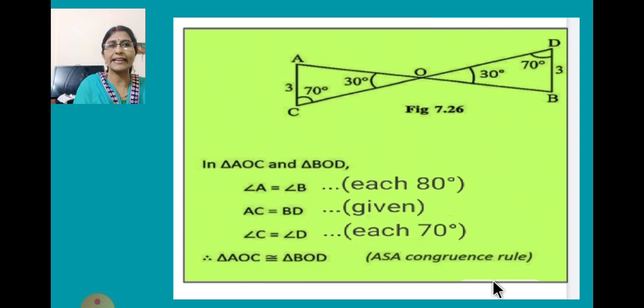You can see here angle, side, angle. Angle A is equal to angle B. This means this angle is equal to this angle. Then this is the side, these two sides are congruent, equal, and even this angle is given, angle C is equal to angle D. So these two triangles, this triangle and this triangle, are congruent by ASA congruence rule.